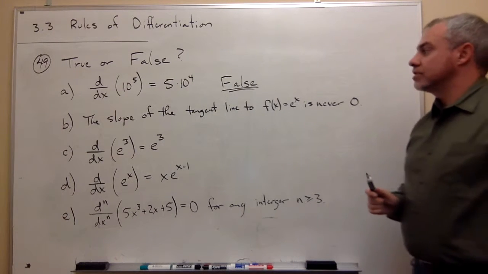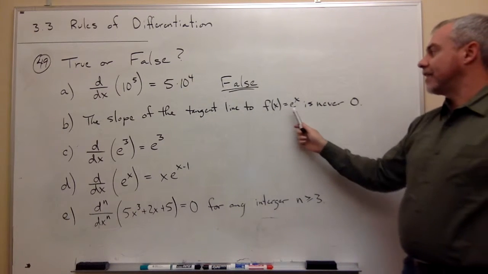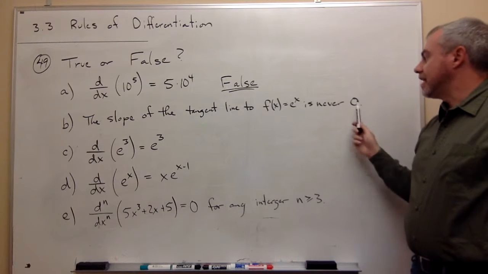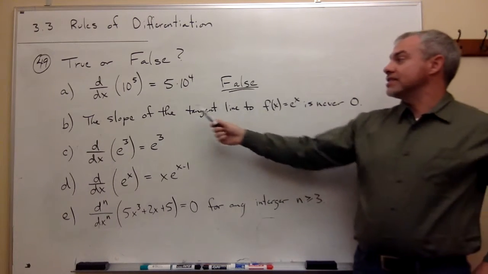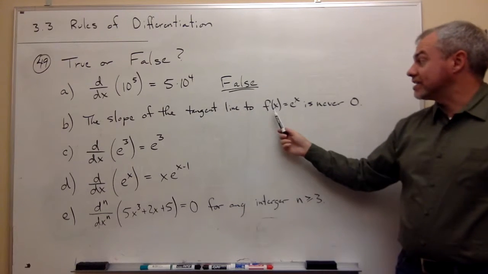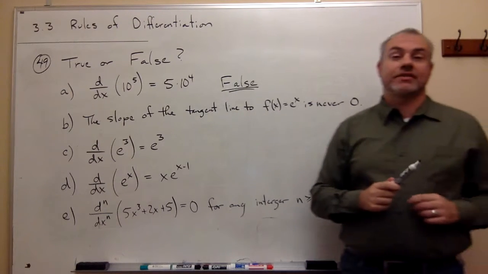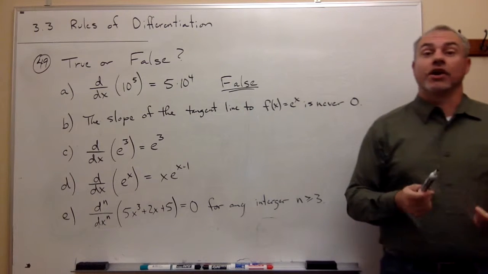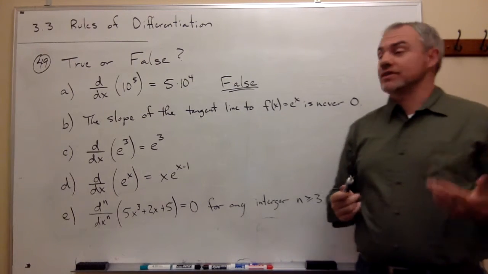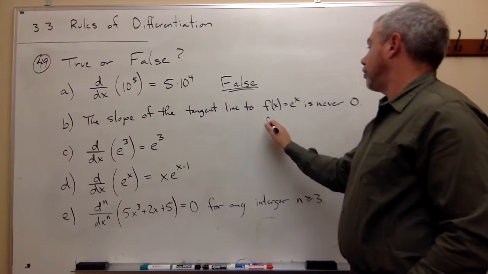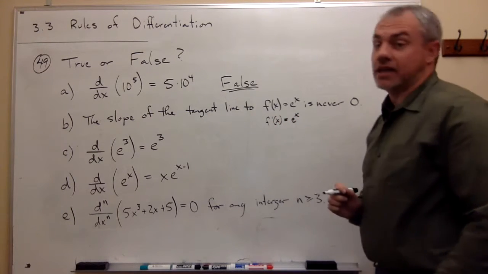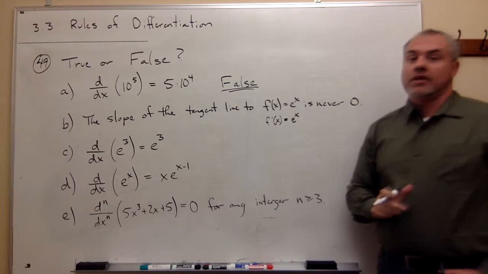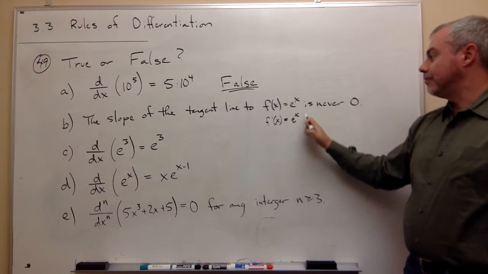Part B, the slope of the tangent line to f of x equals e to the x is never 0. So first, I guess I need to ask the question, what is the derivative of f of x equals e to the x? And we know that the derivative of f of x equals e to the x is f prime of x equals e to the x. And the question is, can this ever be 0?